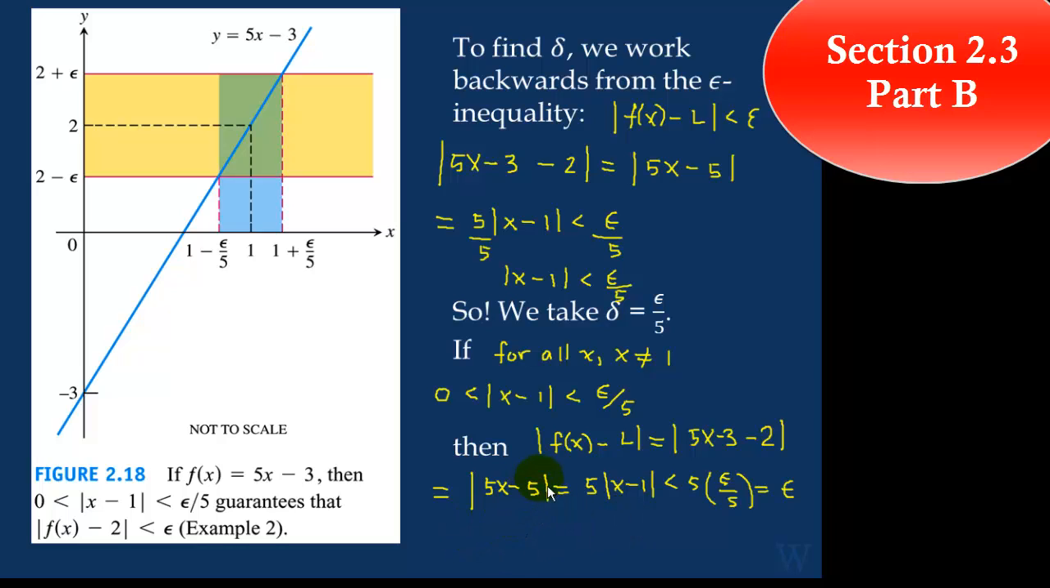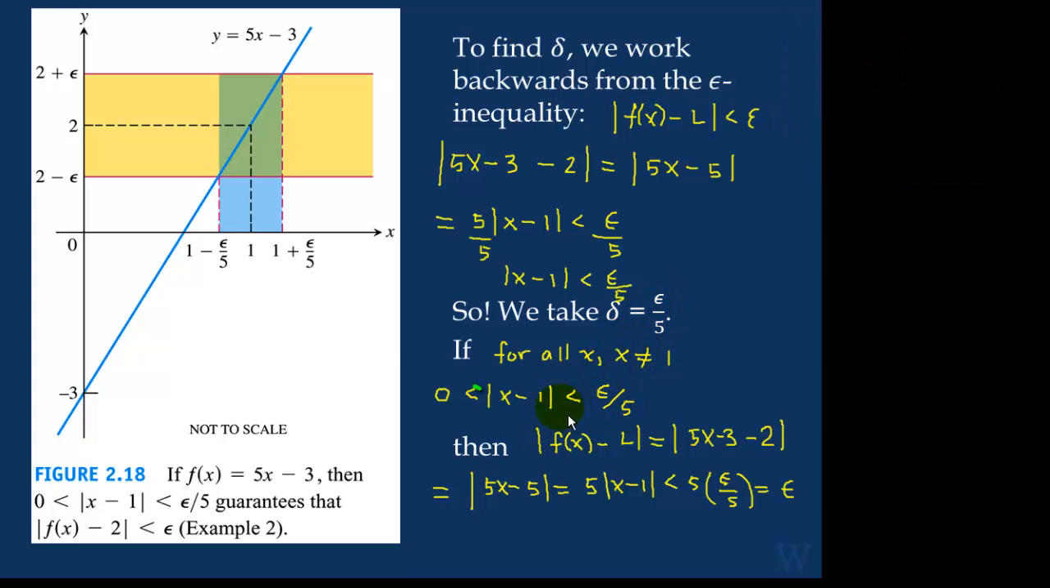So what exactly did we do? We have proven that if our choice of delta is equal to epsilon over 5, then for all x's such that this inequality holds, then |y minus L| is less than epsilon. We have proven, therefore, and this three-dots symbol means therefore, that the limit of 5x minus 3 as x approaches 1 is equal to 2.